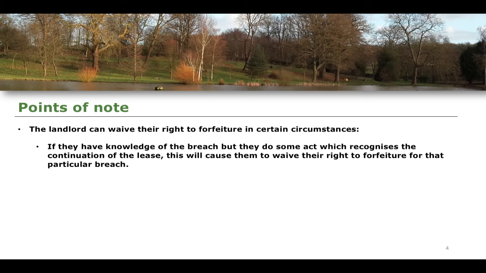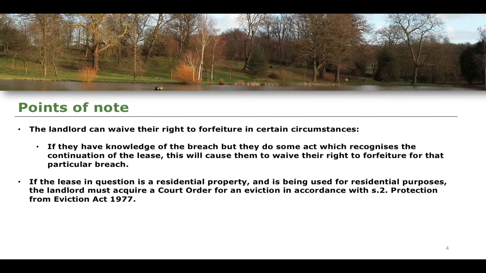So if they knew about the breach of the covenant, but they then recognized the continuation of the leasehold agreement, then they waive their right to forfeiture. Because theoretically, the point of forfeiture is that as soon as a breach of a covenant which merits forfeiture takes place, the leasehold has been terminated. So if they know about a breach of a covenant and they recognise that the lease still exists and still continues to exist, then that therefore represents a lack of termination by forfeiture.